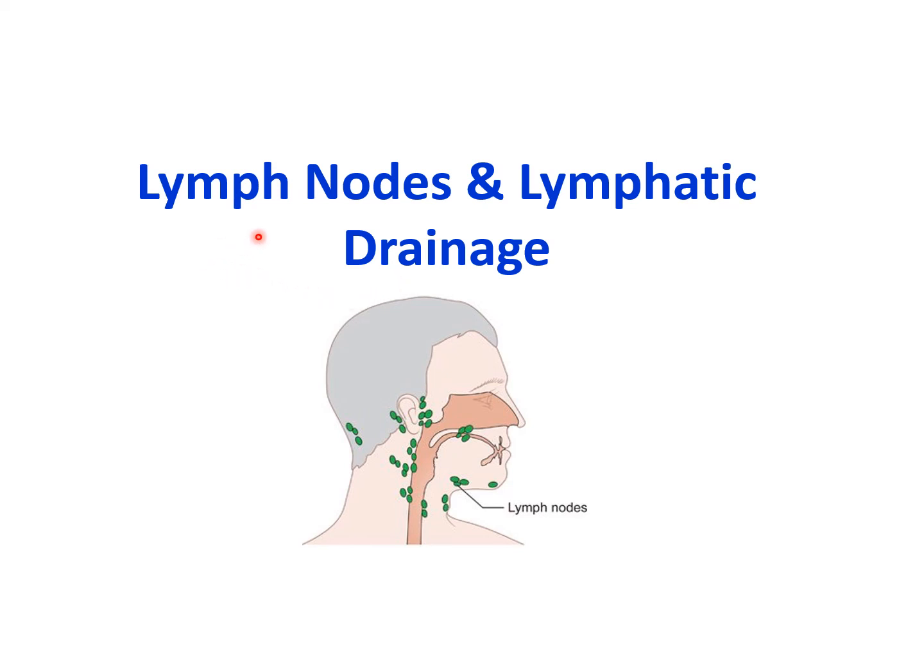Hello. In this presentation on lymph nodes and lymphatic drainage, we shall be looking at the organization of lymphoid organs in the human body, and we shall discuss the structure and organization of lymph nodes in the head and neck region and discuss the functions of the lymph nodes. And finally, we shall look at the drainage pathways for the lymph nodes, and towards the very end we shall discuss some of the common causes of lymph node enlargement in the head and neck region.